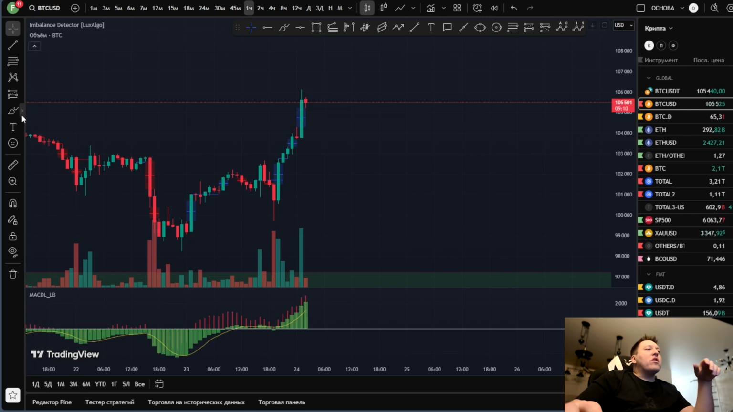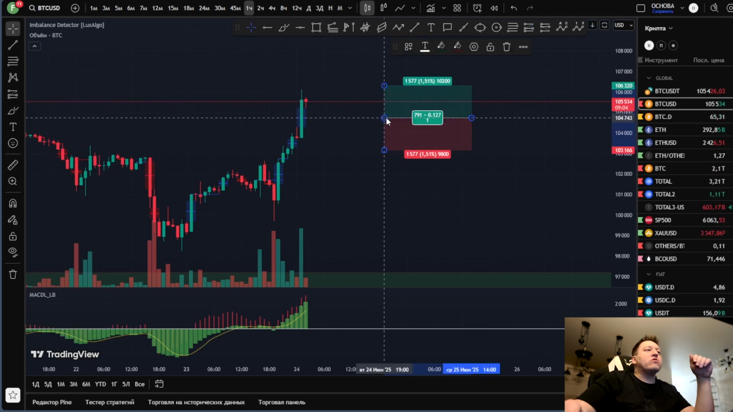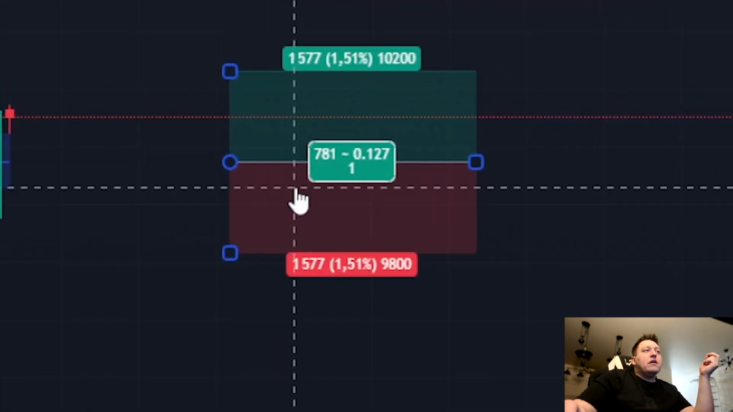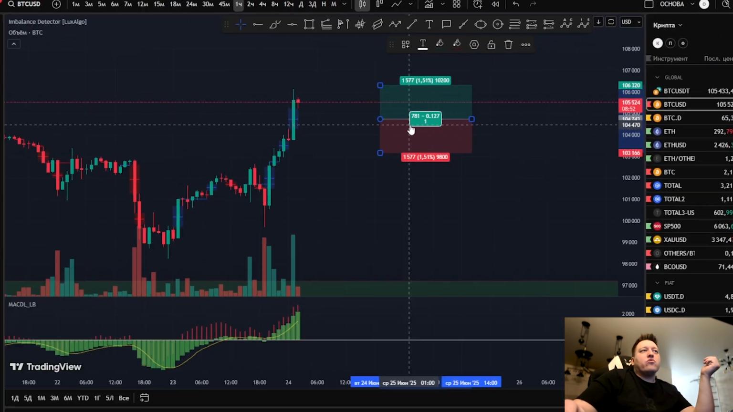Let's go. Okay, in TradingView there are tools called long position and short position. You can find them here. For example, let's look at long position and apply this tool to the chart. So what do we see? We see that our current risk-reward ratio, RR, is 1 to 1. That means that our stop loss is equal to our take profit, which is not good.